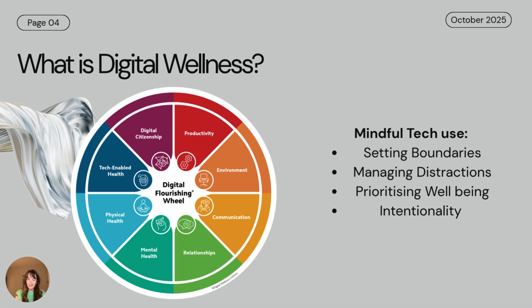But before we dive in, I wanted to just bring your eyes to this beautiful color wheel, the Digital Flourishing Wheel, which was created by the Digital Wellness Institute. And really, it is a model for you to understand how technology impacts your life, and those facets of your life that it impacts. So it's all about flourishing with technology, living with it, thriving with it, within those core elements of your life.